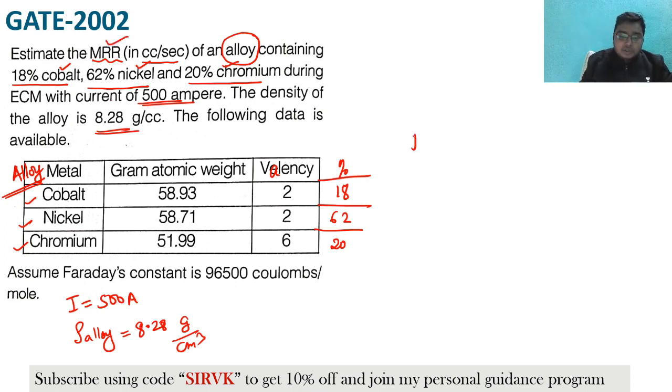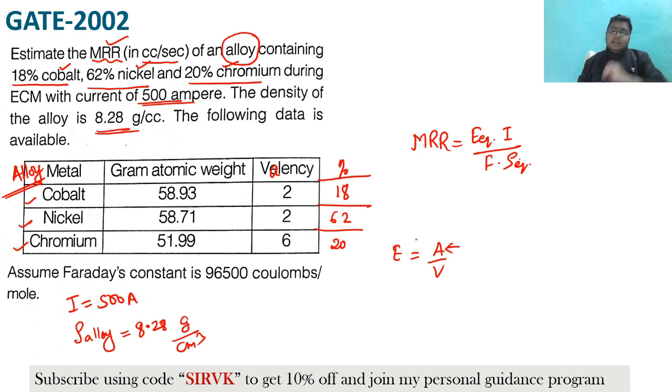First of all, always remember that MRR for the alloy is nothing but E equivalent by F into rho, where rho is the density of the alloy. This is the formula we have seen. Now what is this E equivalent? In normal cases, the E we know is A by V, where A is the atomic weight of the material and V is the valency of the material.